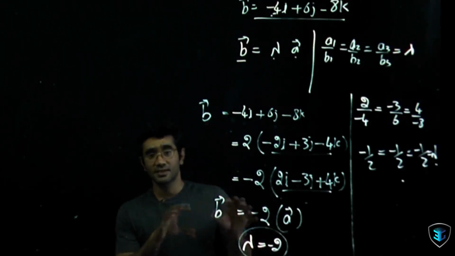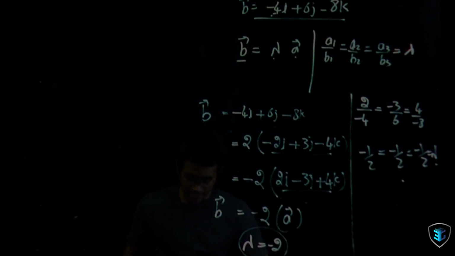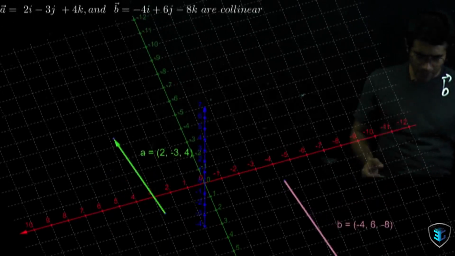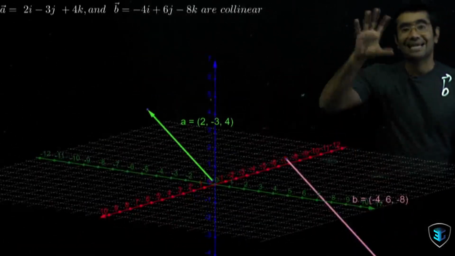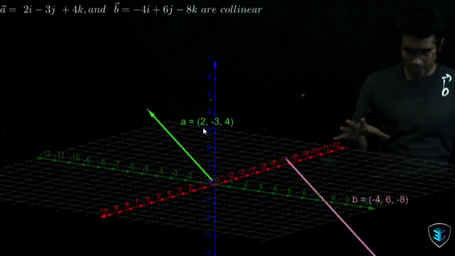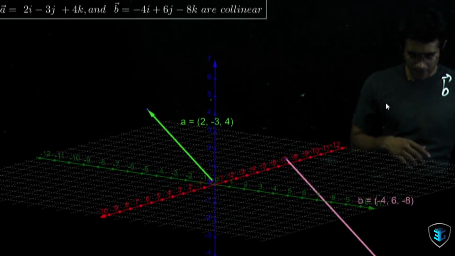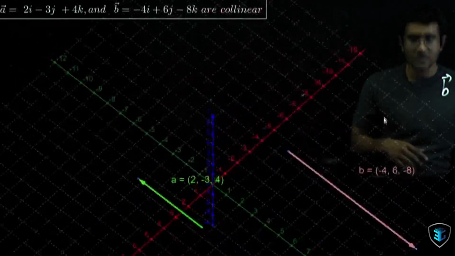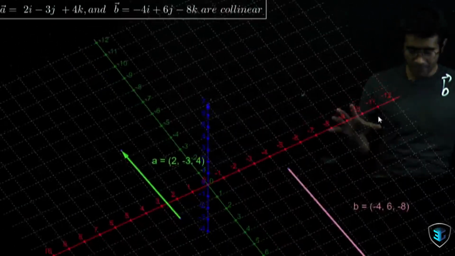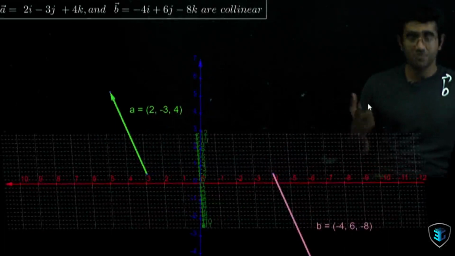Now let's visualize the same problem in three-dimensional space. I can see that there are 2 vectors in this case. I'm taking the exact vectors: 2i minus 3j plus 4k, which is my first vector here, and the other one is minus 4i plus 6j minus 8k. These are the 2 vectors, and they are in space. Are they collinear? They're actually not collinear, but they are parallel for sure, and they have the same direction.